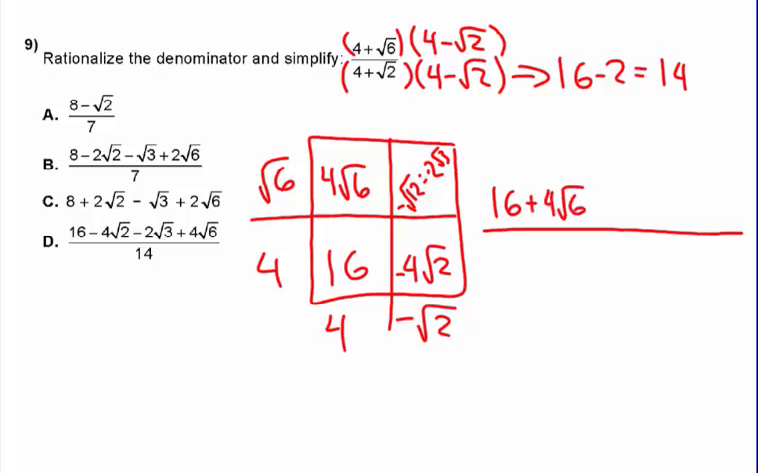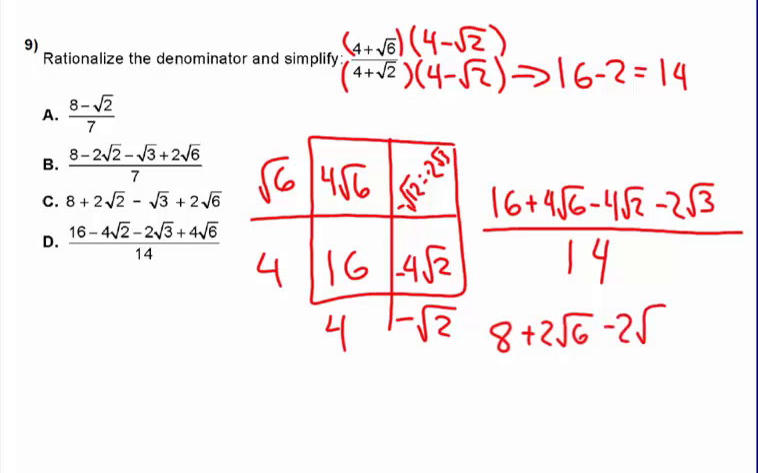So we got 16 plus 4 radical 6 minus 4 radical 2 minus 2 radical 3 all over 14. So everything has an even coefficient, so we can divide everything by 2. So we end up with 8 plus 2 radical 6 minus 2 radical 2 minus radical 3 all over 7. So our answer would be B.